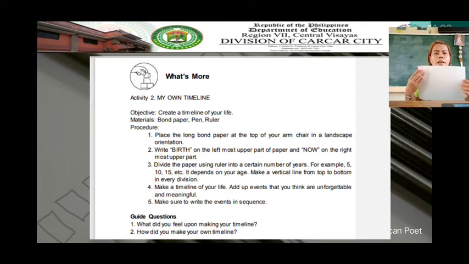So after that, make a timeline of your life. Okay? And add events that you think are unforgettable and meaningful. So make sure to write the events in sequence. Okay? So after you are done with your activity, there are guide questions that you're going to answer. First, what did you feel upon making your timeline? Second, how did you make your timeline? Okay.